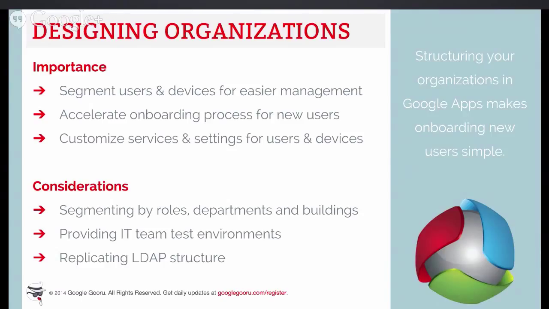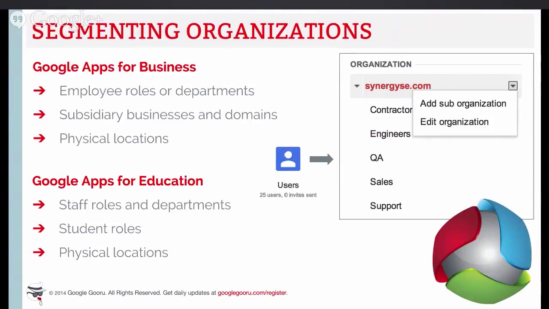So we'll go into a bit more detail about how you would segment your organizations. Getting into your organizations is easy. In the Google Apps Admin Console, if you navigate into the Users section on the right-hand side, you will see a list of your organizations. Hovering over the top-level domain, there will be a little arrow icon you can click on, which will allow you to add and edit organizations.